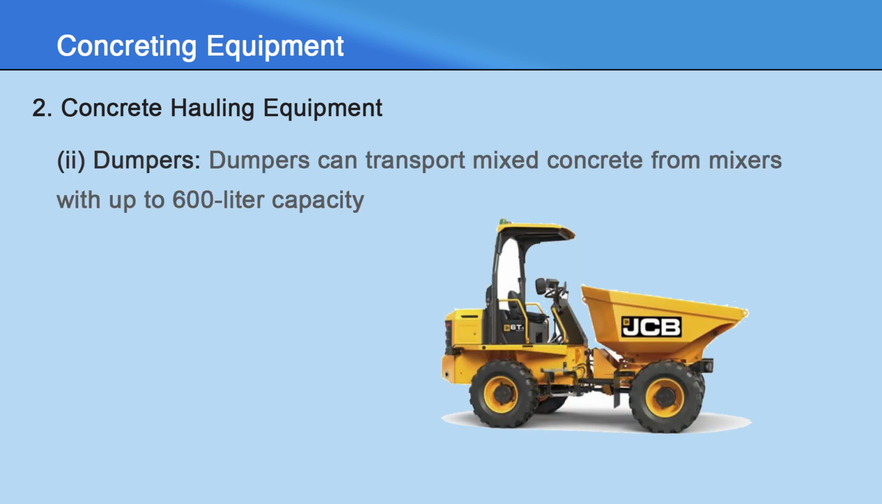Second, dumpers. Dumpers can transport mixed concrete from mixers with up to 600-liter capacity. They come in two primary forms and are useful for medium-scale projects, offering a more efficient transport method than wheelbarrows.